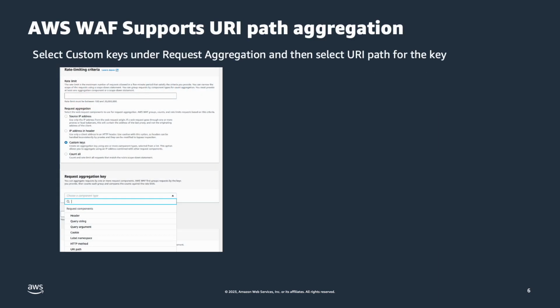The screenshot here showcases the web page from the WAF console where you can do the configuration of URI path for aggregation key. Use custom keys under request aggregation for the configuration. There is no additional cost for using this feature. However, standard WAF charges still apply. For more information about pricing, visit the AWS WAF pricing page. Let us now navigate to the WAF service to see these features in action.